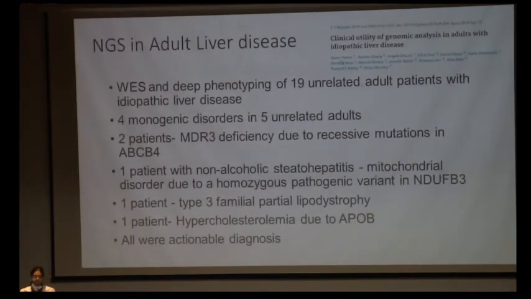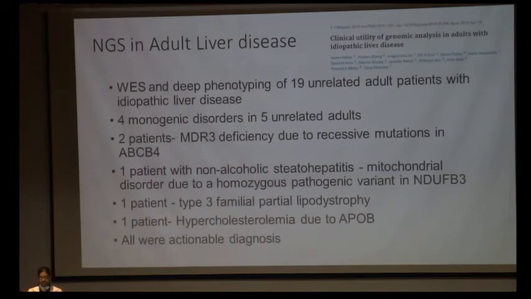Now looking at adults, we see that there is less literature on the use of next generation sequencing in adult populations. However, recently there are a number of studies, so I just highlighted a couple out here. So in this first study, in which they used whole exome sequencing along with deep phenotyping for 19 untreated adult patients with idiopathic liver disease, they found 4 monogenic disorders in 5 of the patients.